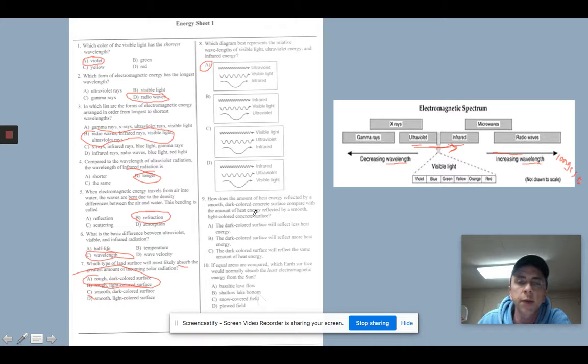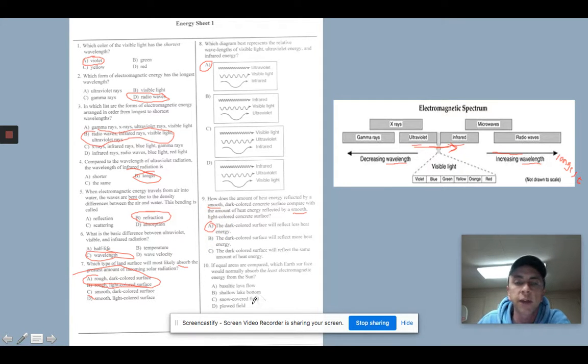Number 9, how does the amount of heat energy reflected by a smooth, dark-colored concrete surface compare with the amount of heat energy reflected by a smooth, light-colored? So look, both of these surfaces are smooth. So the only difference is one is dark color, one is light color. So how does the amount of heat energy reflected by a dark colored surface compare with that of a light colored surface? The dark colored surface will reflect less because it absorbs more. So for number 9, the dark colored surface will reflect less.